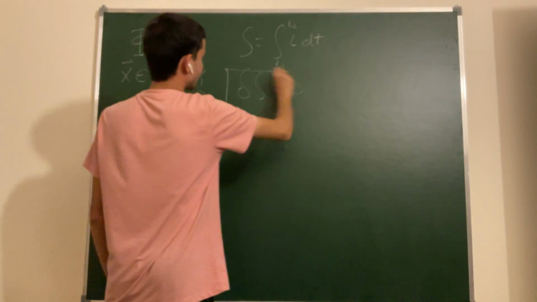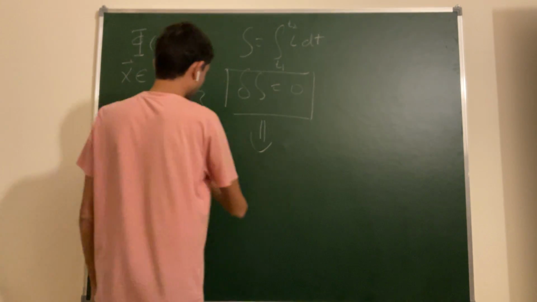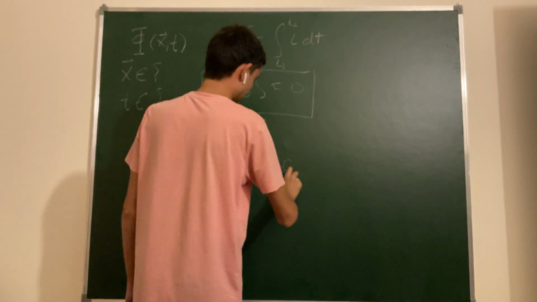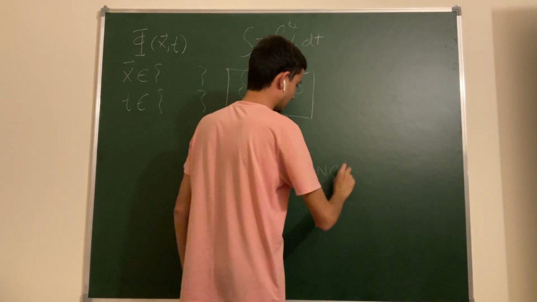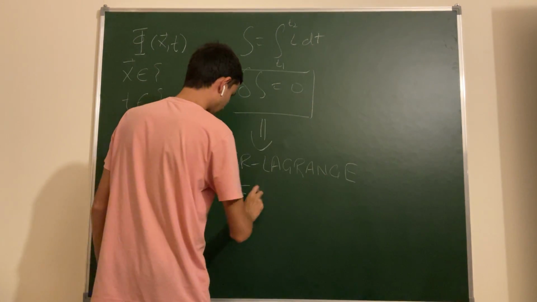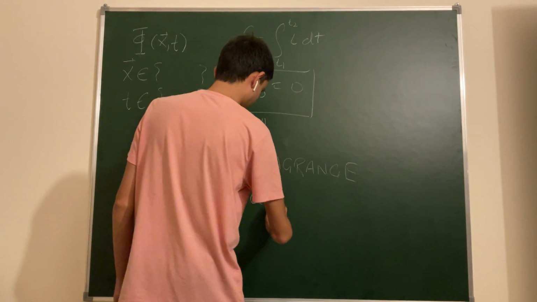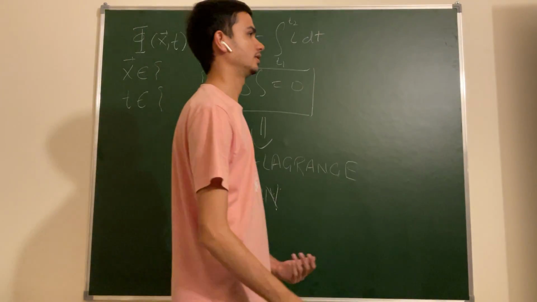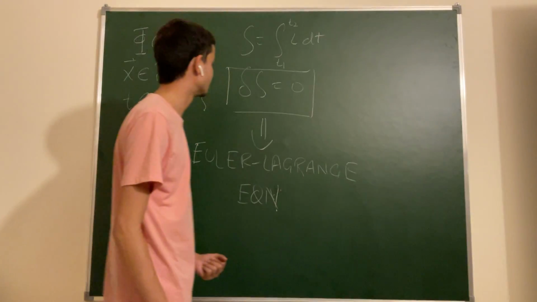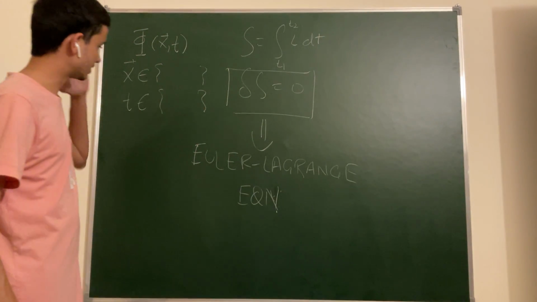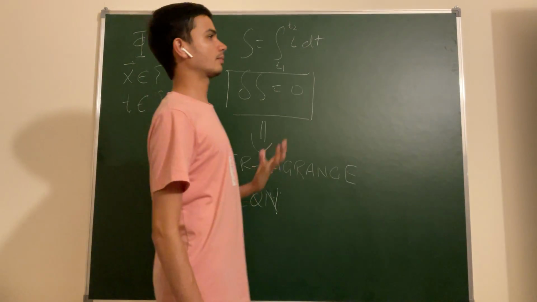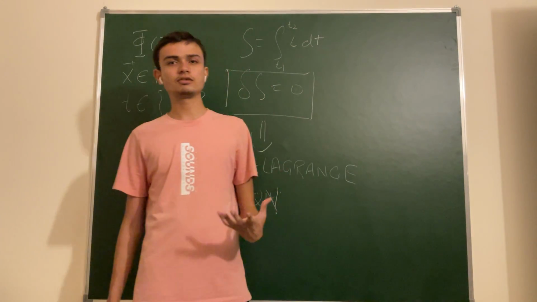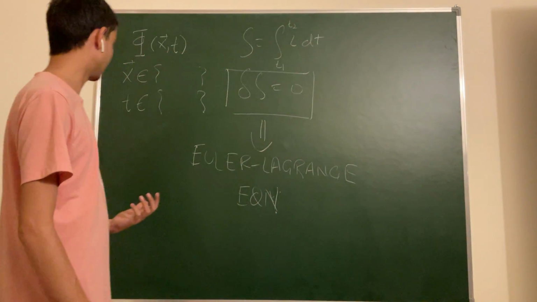Now this extremization of action leads to something very beautiful that we call the Euler-Lagrange equation, one of the most beautiful equations in variational calculus, on which the whole of variational calculus is based. In today's video we will first derive the Euler-Lagrange equation, and if time permits, we will apply it to a very simple Lagrangian, the Klein-Gordon field, and get the differential equation of the Klein-Gordon field.